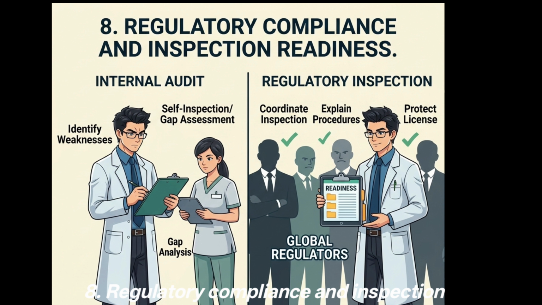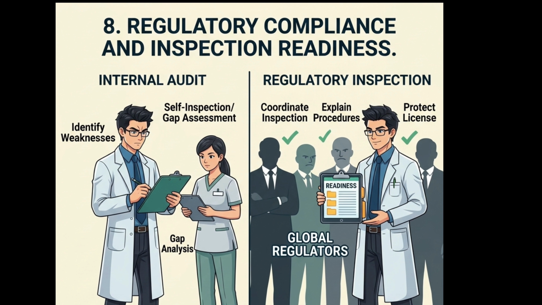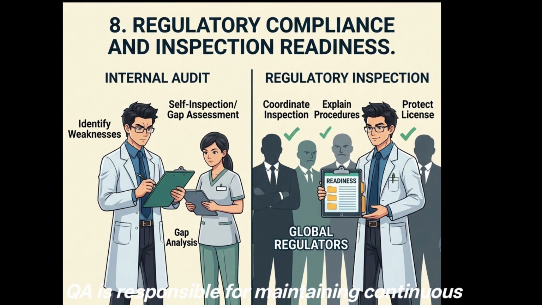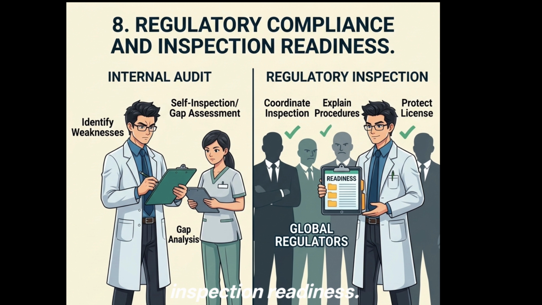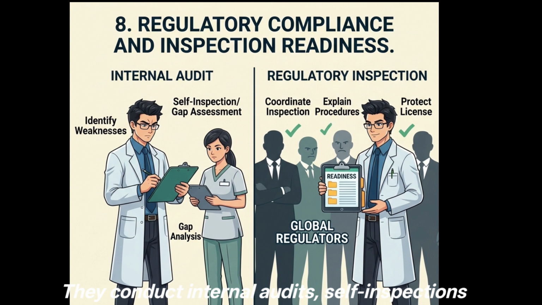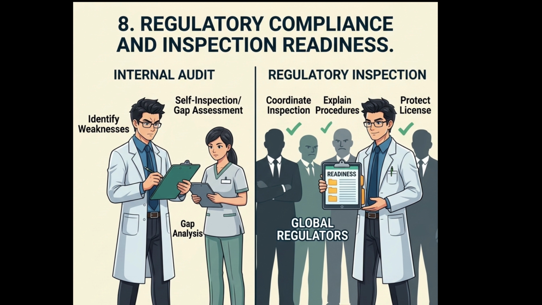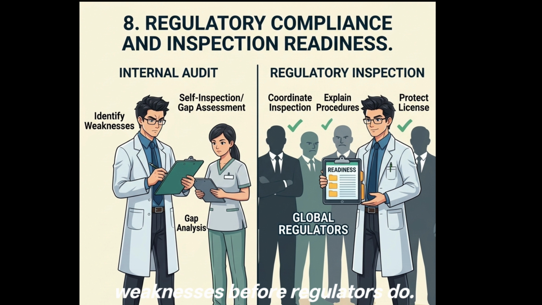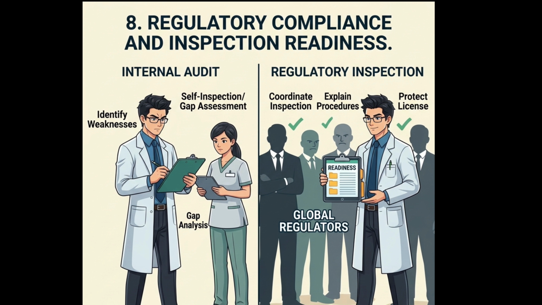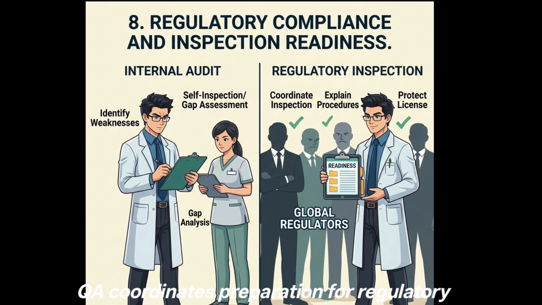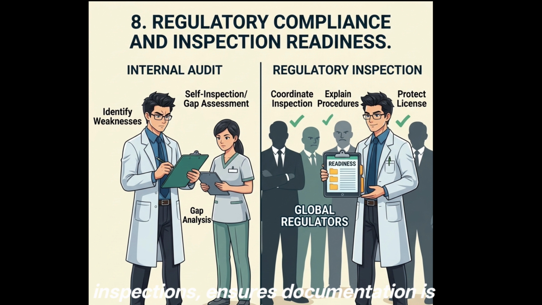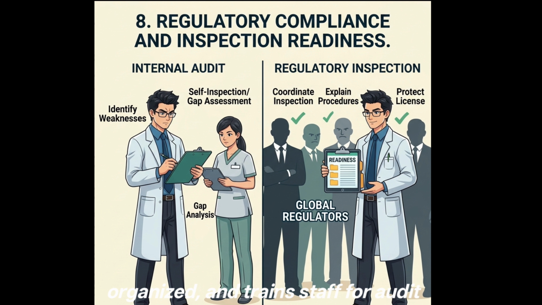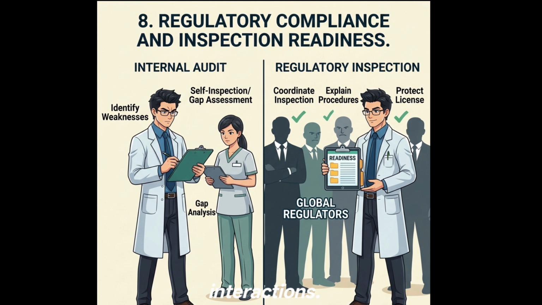8. Regulatory compliance and inspection readiness. QA is responsible for maintaining continuous inspection readiness. They conduct internal audits, self-inspections, and gap assessments to identify compliance weaknesses before regulators do. QA coordinates preparation for regulatory inspections, ensures documentation is organized, and trains staff for audit interactions.